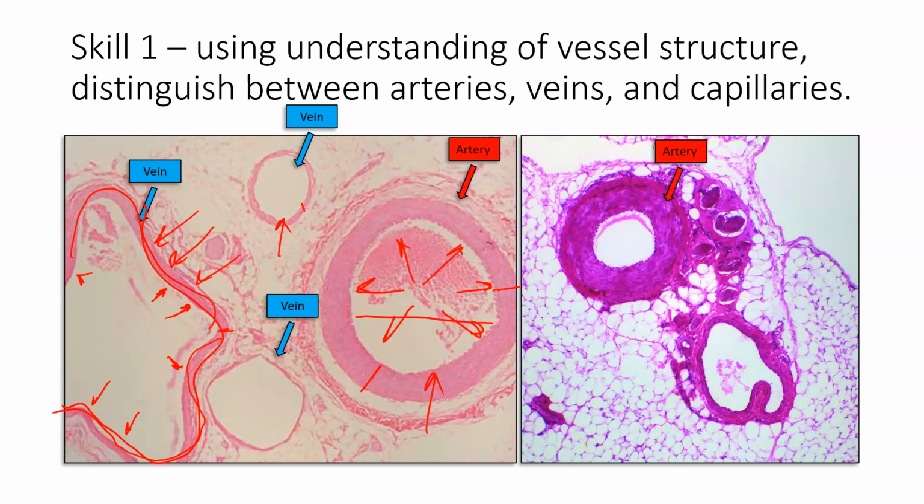In the picture on the right, obviously this is an artery. You can tell by the very thick muscular layer, as well as a very thin interior lumen. You also have a vein on this side, which again is not uniform in its appearance and also has a very thin muscular layer.